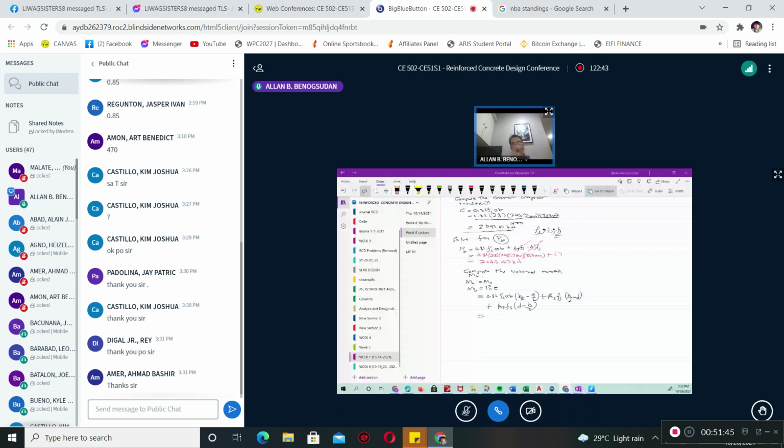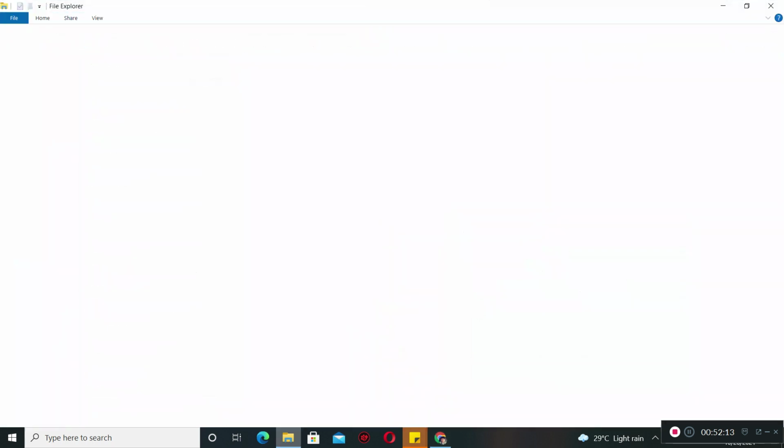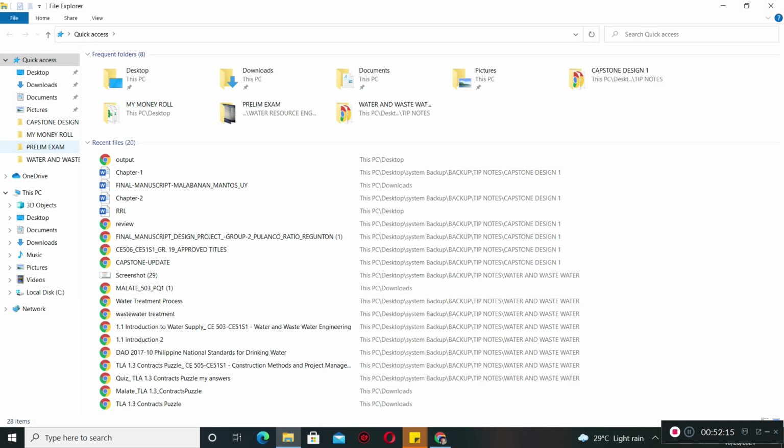Actually, after you have plotted this M sub B on the abscissa and the P sub B on the ordinate, next time that we are going to compute is that what if questions. What if C is less than C sub B? And what if the neutral axis of the strain diagram is greater than the balance neutral axis of the strain diagram? And how does it look like?